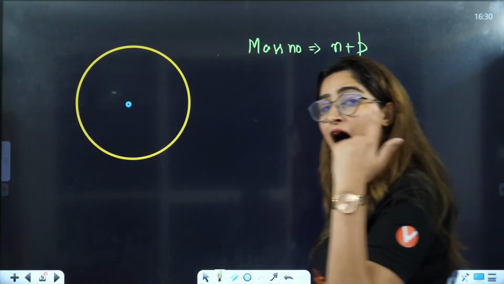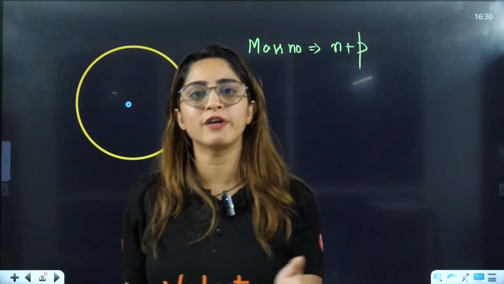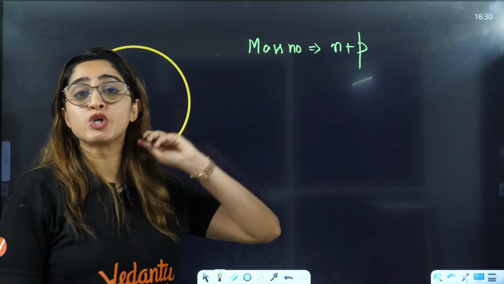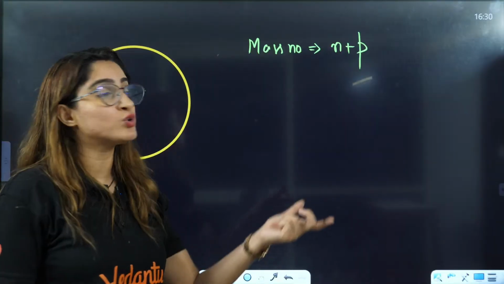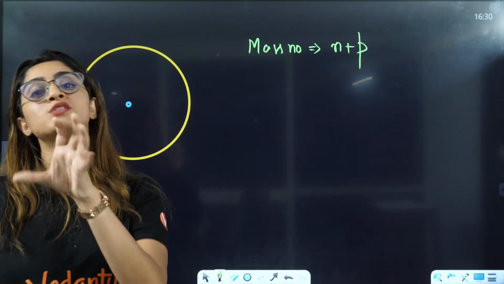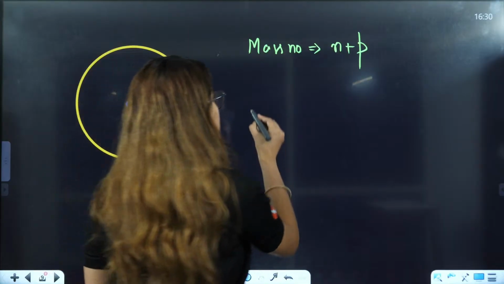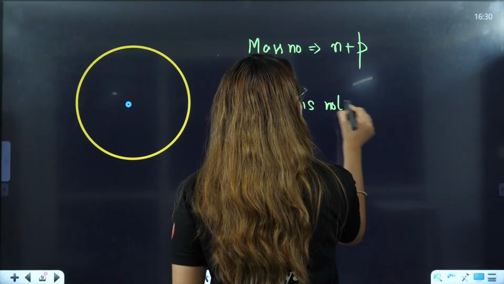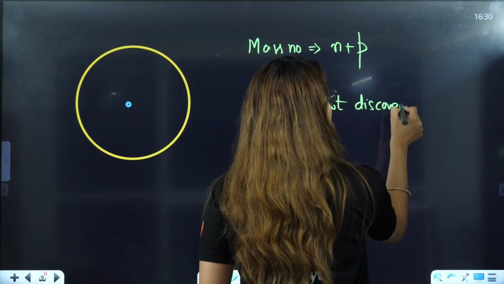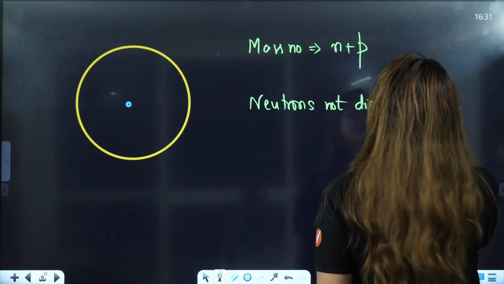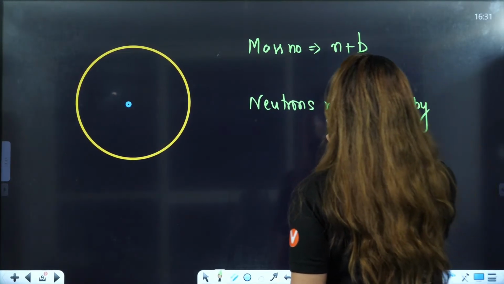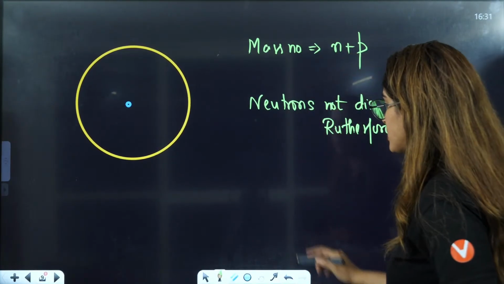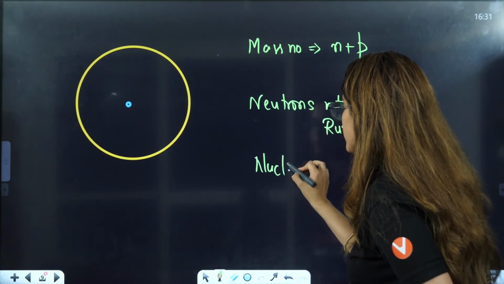After this, we will also study Chadwick when we do the chapter in detail. Chadwick introduced the neutron to us, and then we got to know that neutrons are also present in the nucleus. Neutrons were not discovered by Rutherford. He didn't discover any neutrons. The nucleus was discovered by Rutherford.